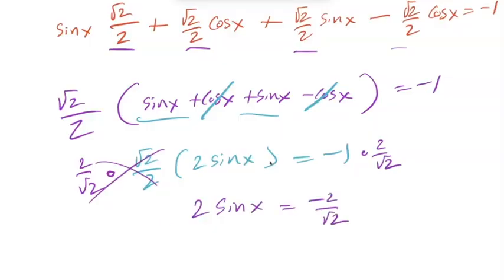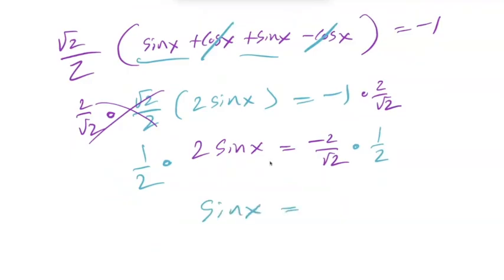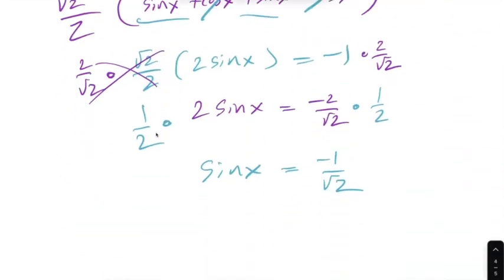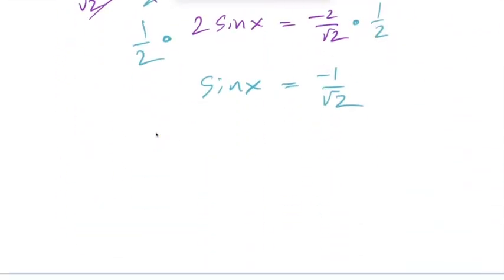Multiply by the reciprocal to try to get that sine by itself. Sine of x equals negative 1 over square root of 2. And this I could solve. Do they give me a domain? It is not restricted to between 0 and 2 pi, so I'll have to do the general solution. This we should know how to solve by now.